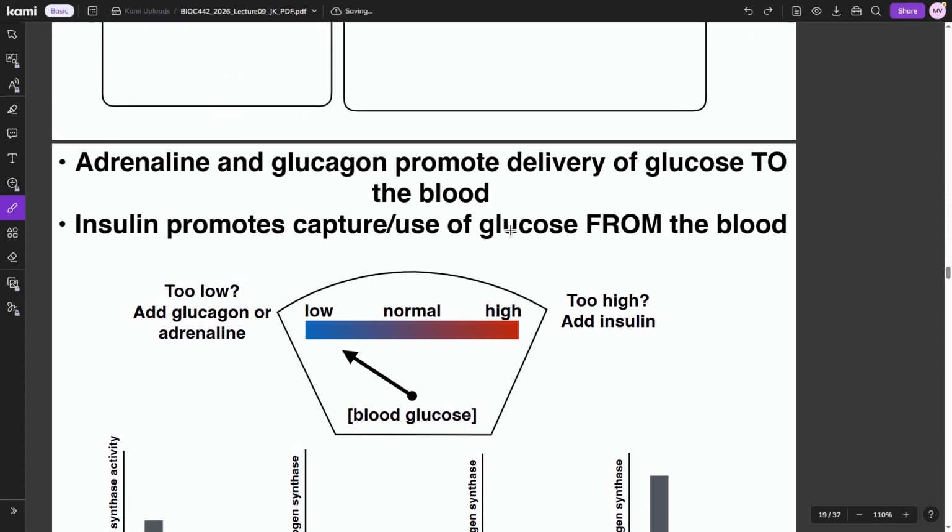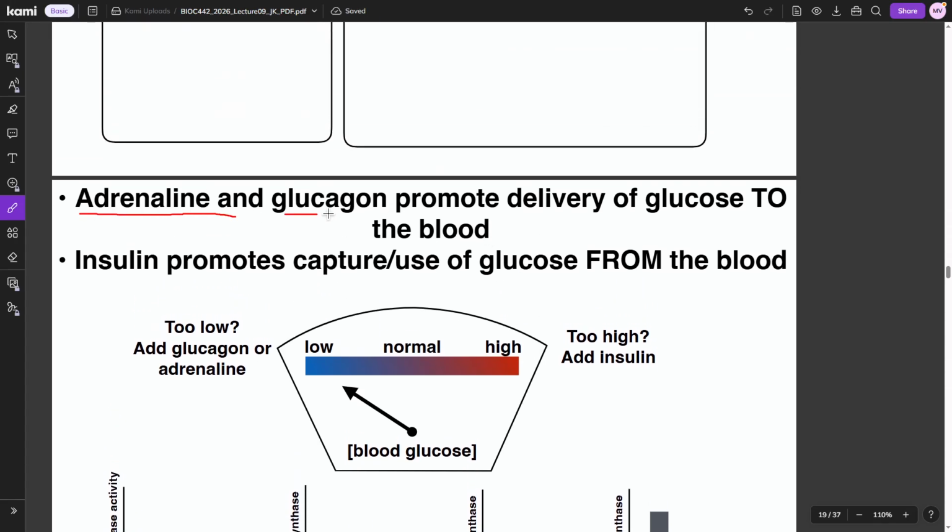So just a cool little thing to keep in mind. Adrenaline and glucagon promote glucose delivery, glucose to the blood. Insulin, glucose from the blood. So it's glucose to the blood for adrenaline and glucagon, and glucose from the blood for insulin.